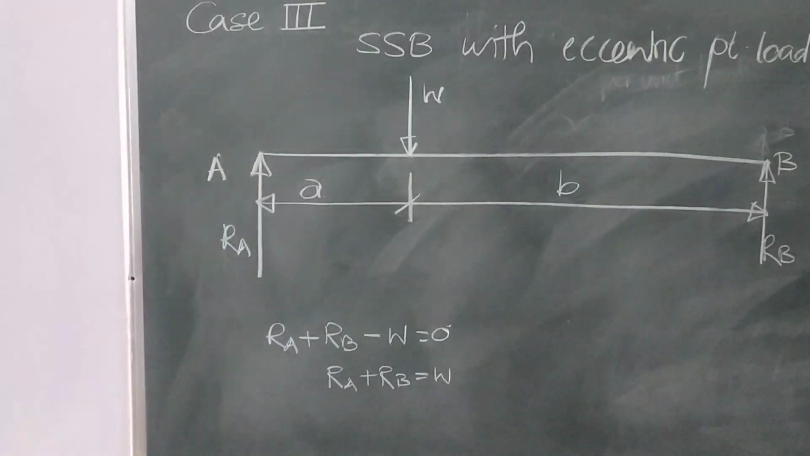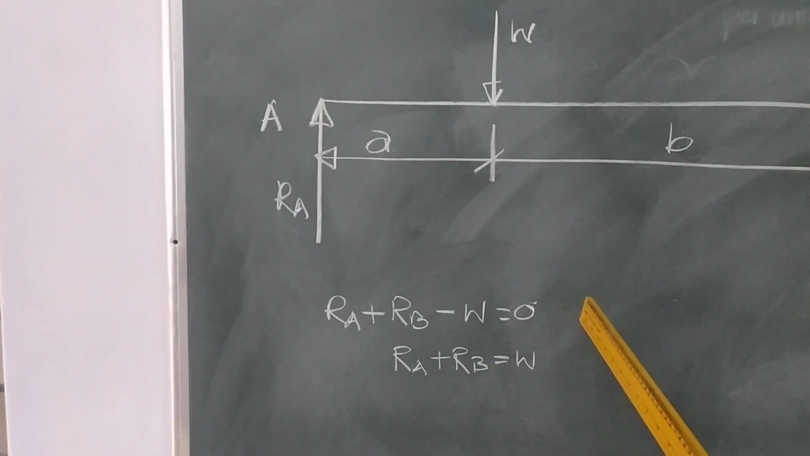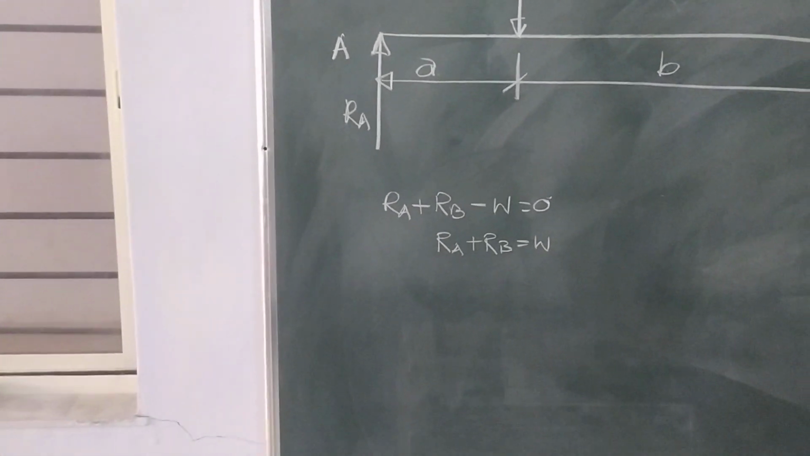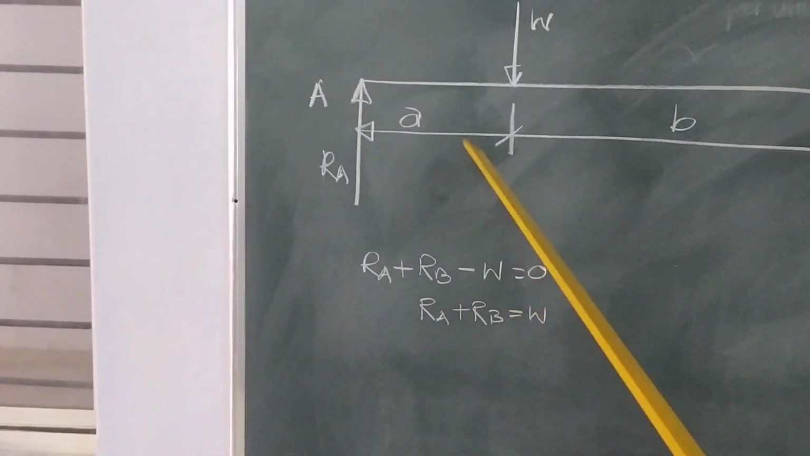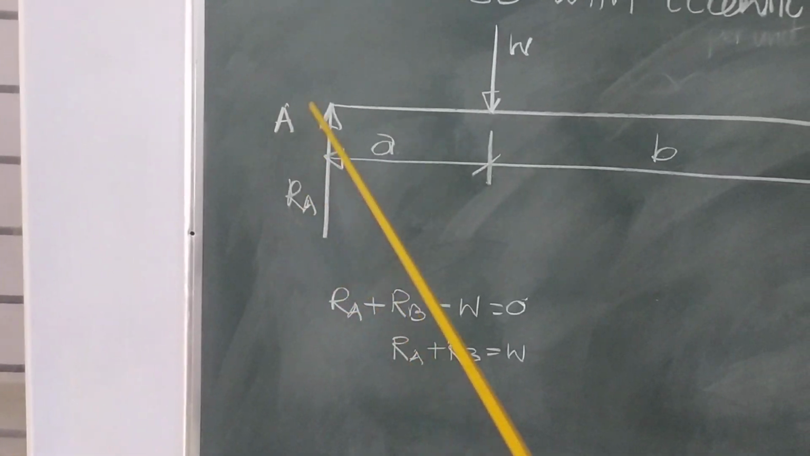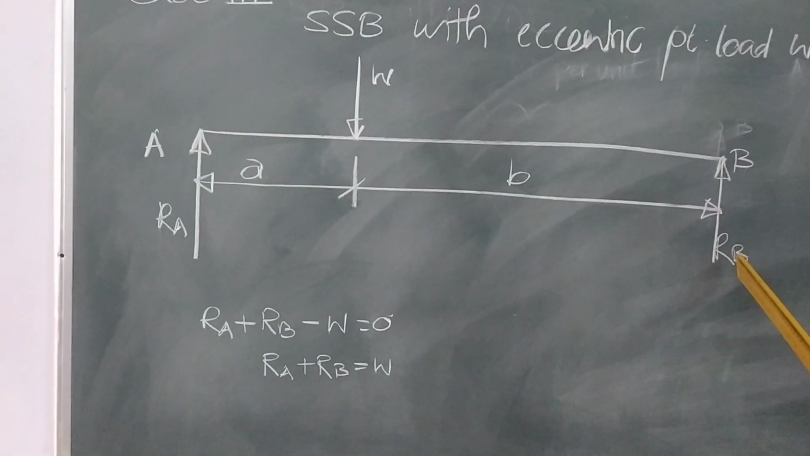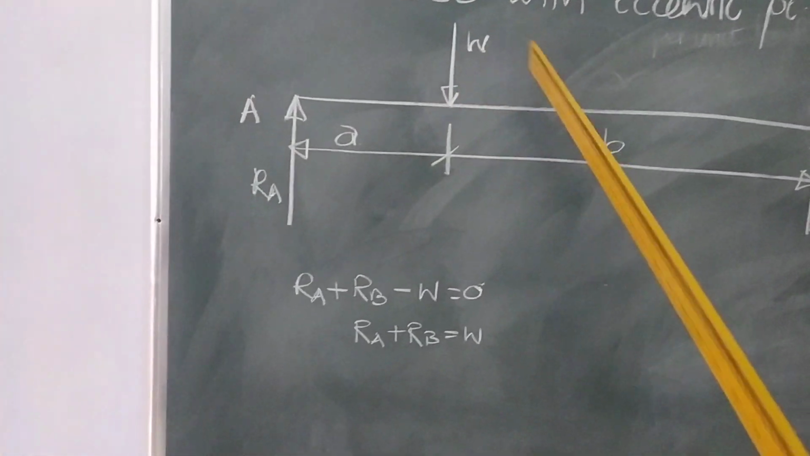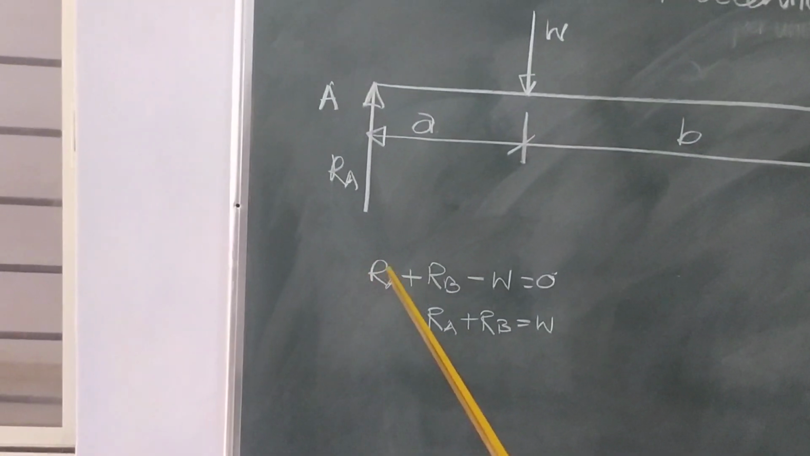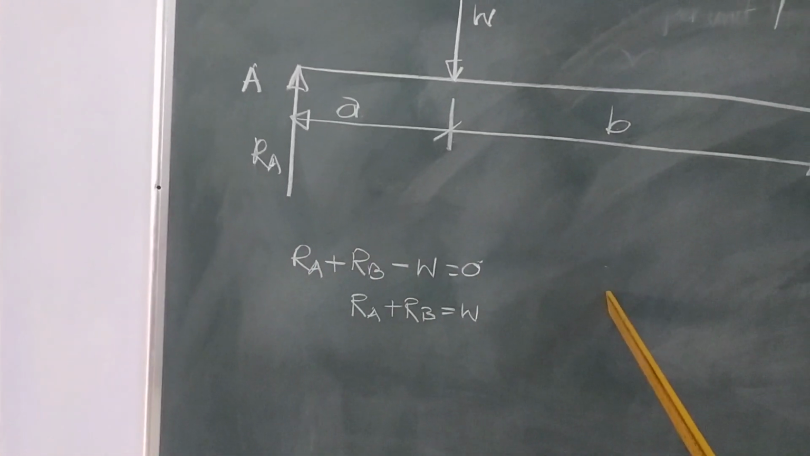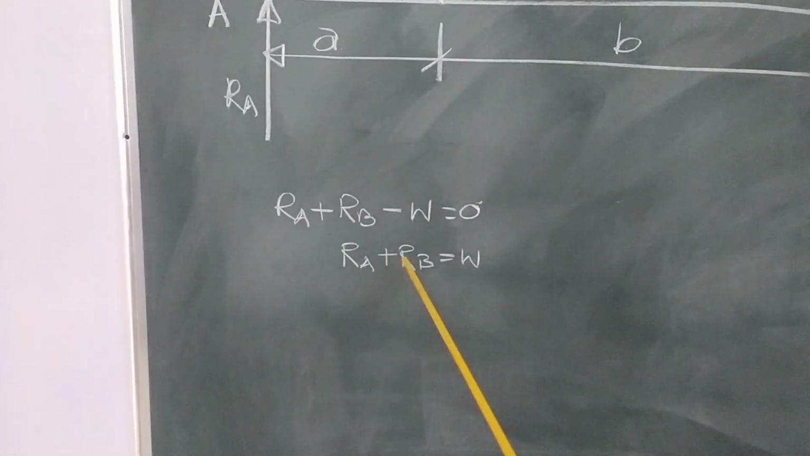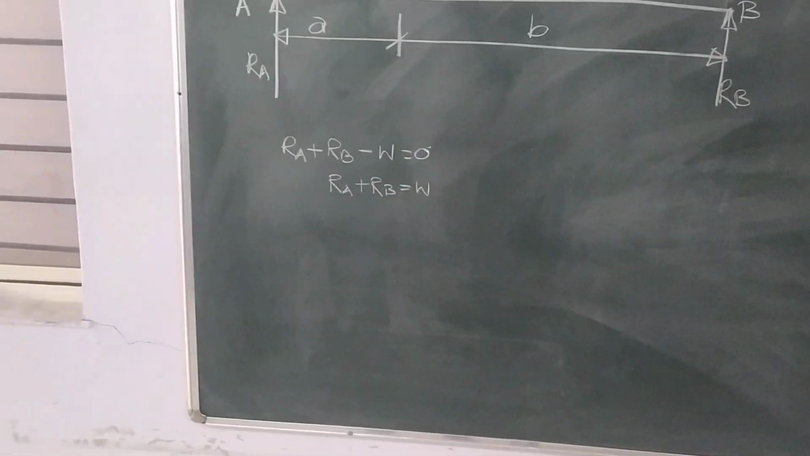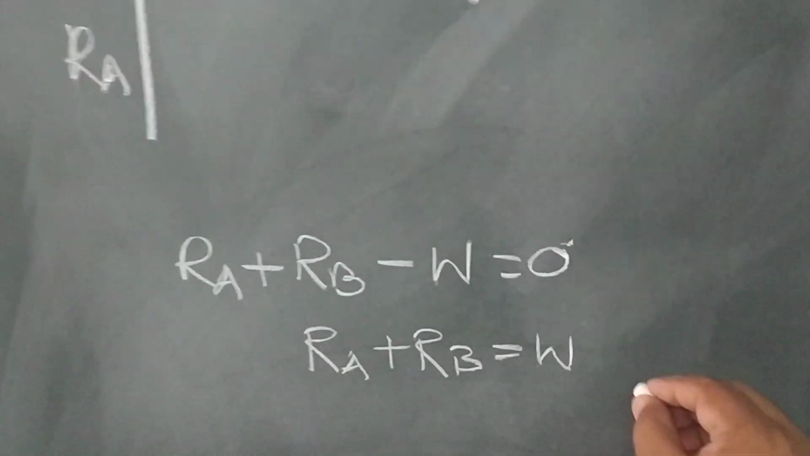So let us now solve this with a similar procedure. Using summation Fy equal to 0: Ra plus Rb minus W, because Ra is vertically upward so positive, Rb is vertically upward positive, W is vertically downward so negative. Therefore, Ra plus Rb minus W equal to 0, or Ra plus Rb equal to W. This is equation 1.